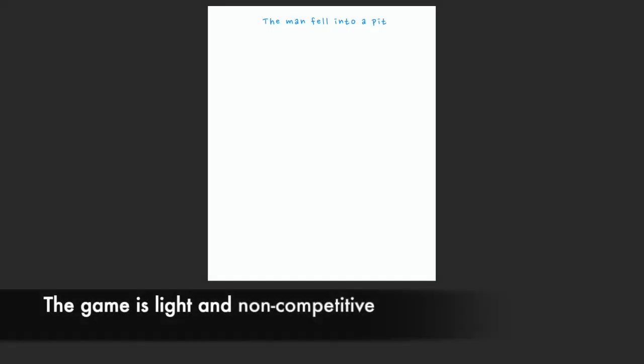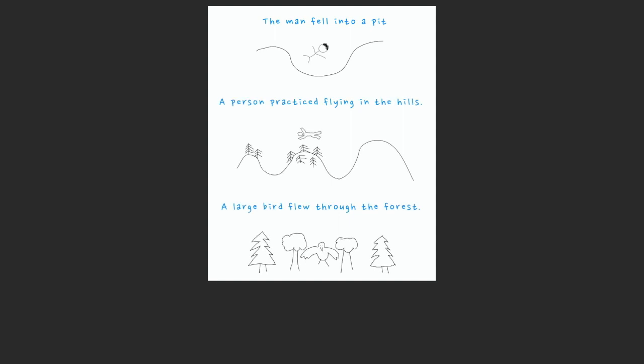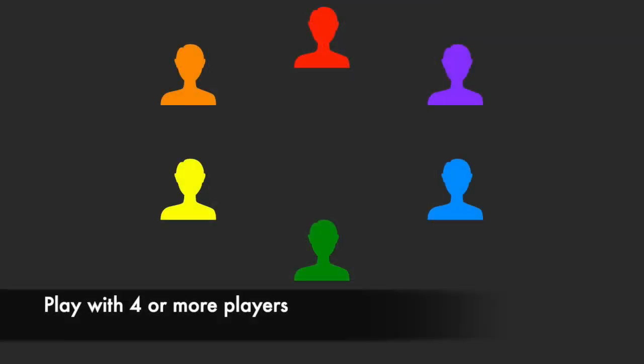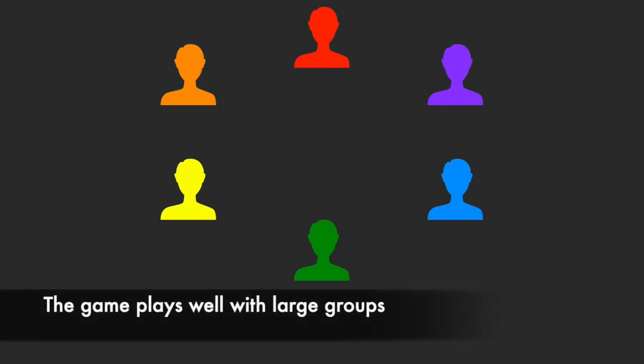Sentence Pictionary is a light, non-competitive game where players are alternating between writing sentences and then drawing pictures based on those sentences. When all is said and done, players will look at the progression of the sentences and pictures, and the results can be quite entertaining. The game is best played with groups of 4 or more people, and it plays especially well with large groups.